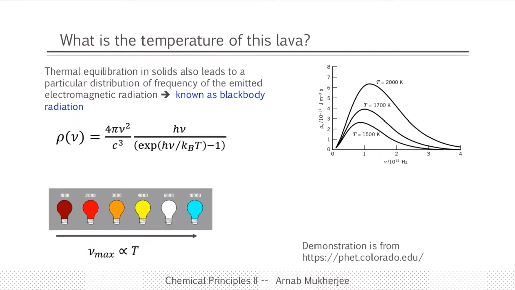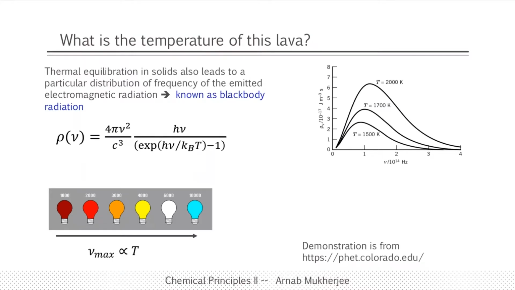That is shown here. As you can see, the frequency of red light is less compared to blue. As we go from low frequency to high frequency, you can see that the color changes. So by looking at the color of an object which is emitting electromagnetic radiation, we can figure out the temperature of that particular object.